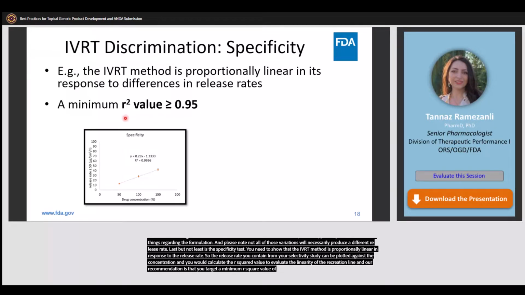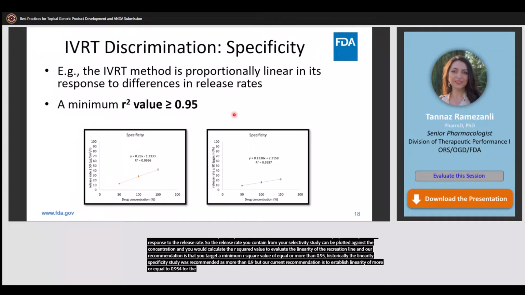Again, historically, the linearity for specificity study was recommended as more than 0.9, but our current recommendation is to establish linearity of more or equal to 0.95 for the specificity study. Another thing that I would like to note is regarding the slope of the specificity curve.